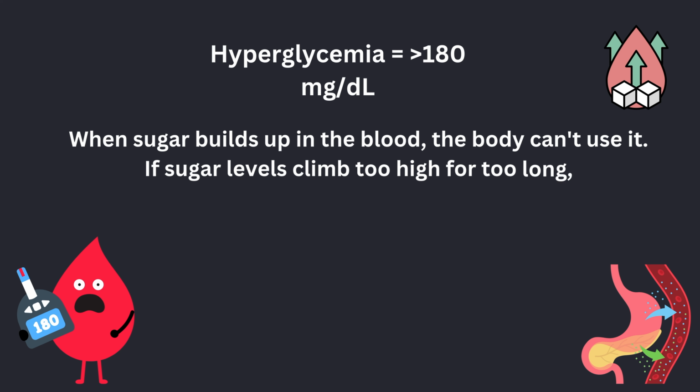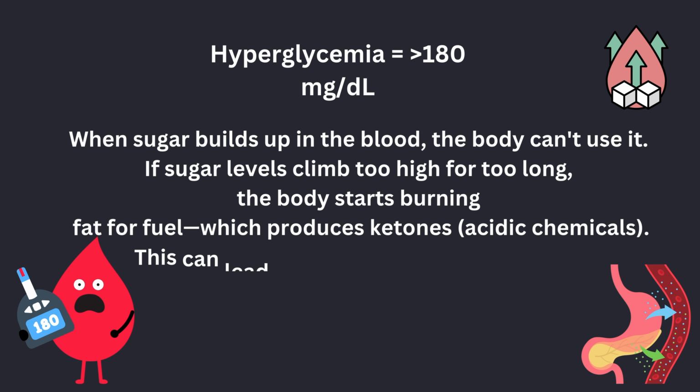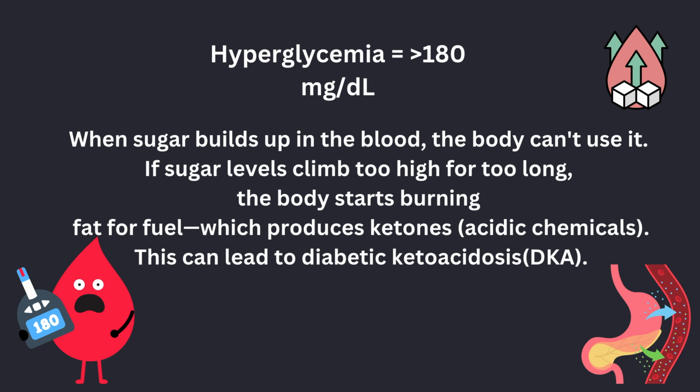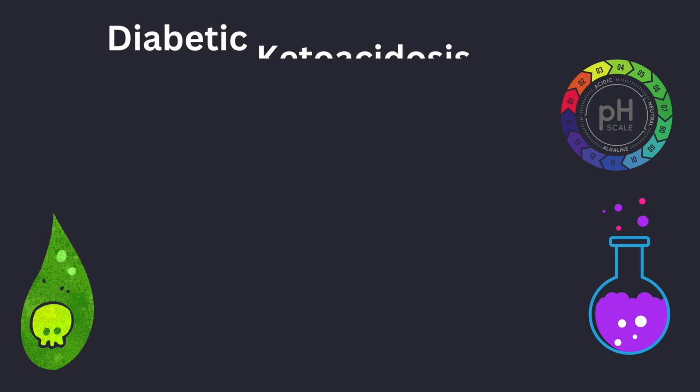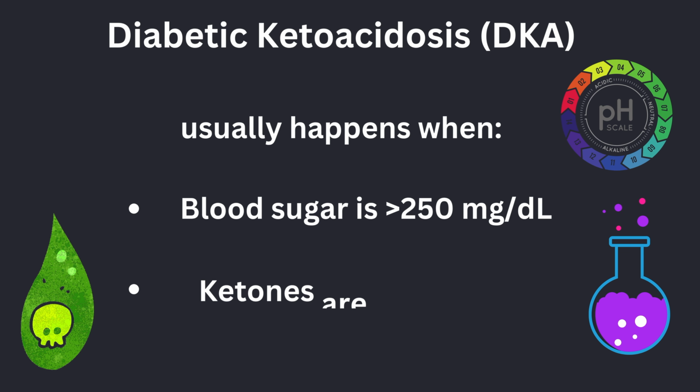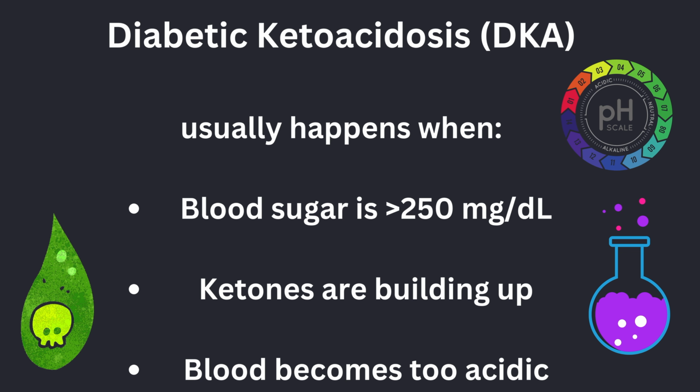Hyperglycemia is blood sugar over 180. So sugar builds up in the blood, but the body can't use it. And if sugar levels climb too high for too long, the body starts burning fat for fuel, producing ketones, which are acidic chemicals that can lead to diabetic ketoacidosis. Diabetic ketoacidosis usually happens when blood sugar is over 250. Ketones are building up and blood is becoming way too acidic.